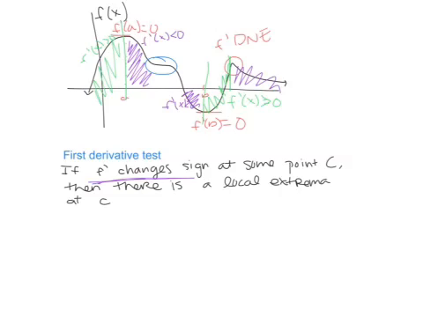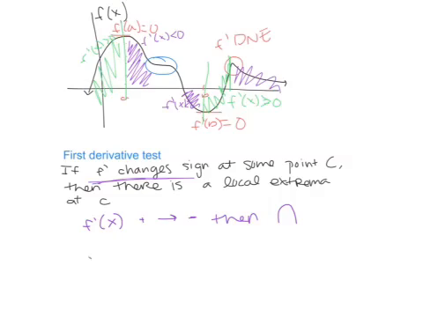Great, so let's be really specific here. If your derivative changes from positive to negative at that point C, then you have a maximum, okay? And that's exactly like this region right here. We're changing from positive to negative. We're at a maximum. That's what's happening right here.